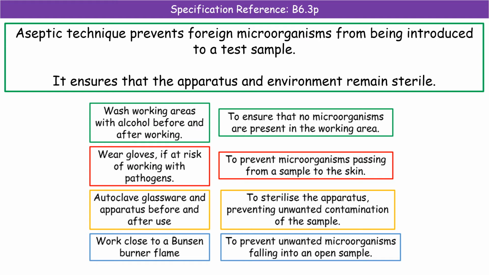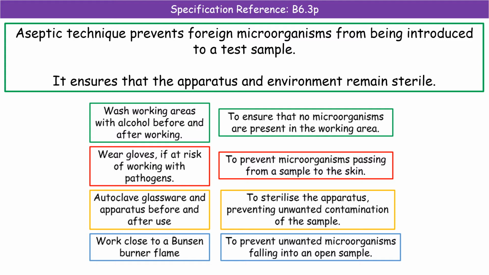One of the things we need to be aware of when we're doing any practicals to do with microbiology is we need to do what's called aseptic technique. Now, the whole purpose of aseptic technique is it prevents any foreign microorganisms being introduced into our test sample. So we're making sure that the apparatus, the environment that we're actually doing this in are all sterile. So how do we do this?